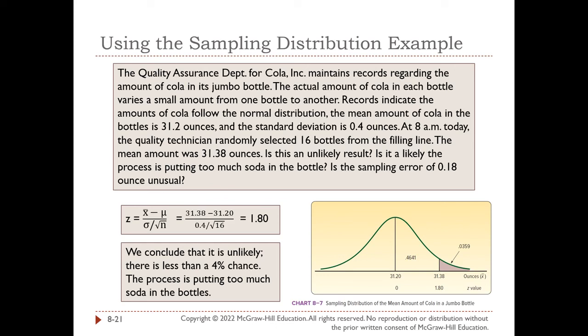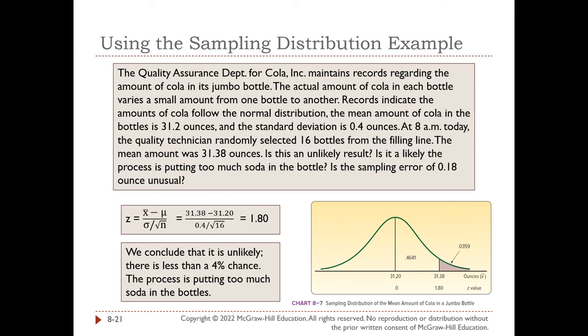And the standard deviation is 0.4 ounces. At 8 a.m. today, the quality technician randomly selected 16 bottles from the filling line. The mean amount was 31.38 ounces. Is this an unlikely result? Is it likely the process is putting too much soda in the bottle? Is the sampling error of 0.18 ounces unusual?